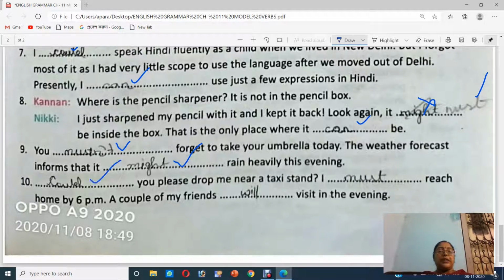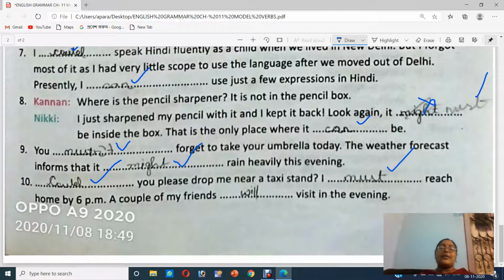Could you please drop me near the taxi stand? I must reach home. Must. I must reach home by 6 p.m. A couple of my friends will visit in the evening. That is future. Will visit in the evening. Okay, done, boys and girls.